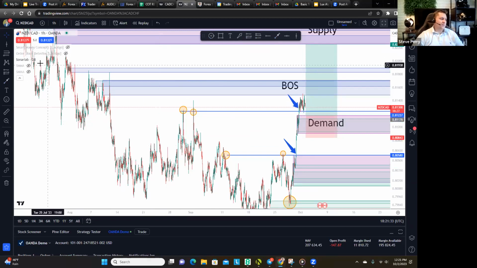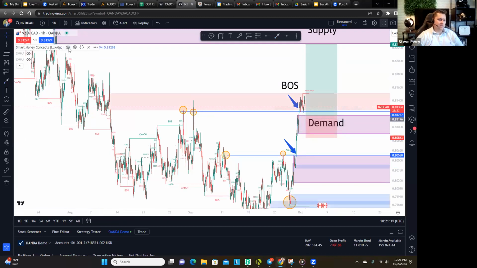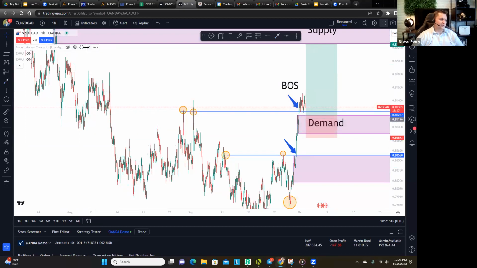Now, how do you find these? Let me actually turn these off and remove them from my chart completely. I also like this one called Smart Money. This is a good one too from Lux Algo. I'm going to take that one off too.